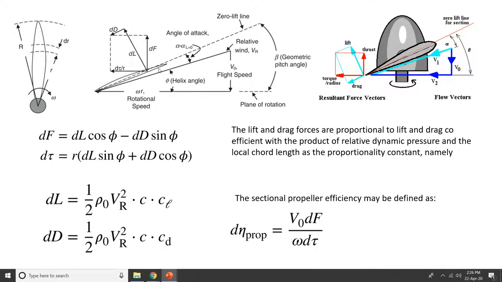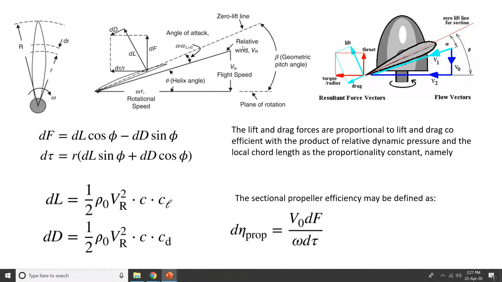So the angle between the horizontal and the pitch is your geometric pitch. That will reduce to your resultant angle. The resultant velocity will be V naught and the rotational velocity, omega r. With these two velocities, the resultant is like this. From this point to this point is your geometric pitch, but from this point to this point will be your actual pitch, that is how much distance it is moving.